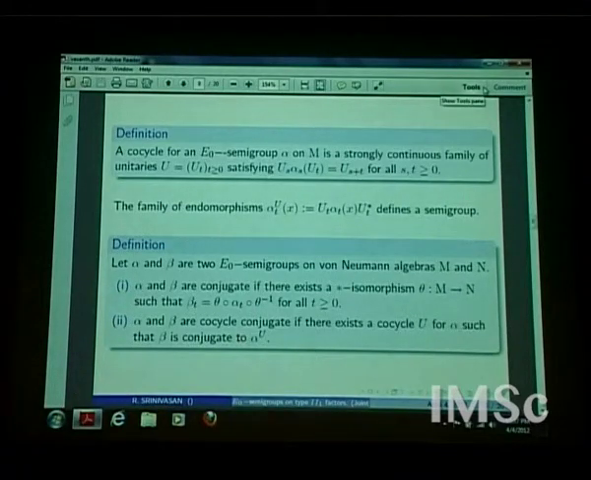So we say something is cocycle conjugate, they are not actually conjugate. α is conjugate to a cocycle perturbation, that is, β. α and β are cocycle conjugate if there exists a cocycle like that, so that you can form this perturbation and β is conjugate to α^U. So this is cocycle conjugacy. We want to classify, but classifying up to conjugacy is beyond question, it's too difficult. So we talk about cocycle conjugacy.